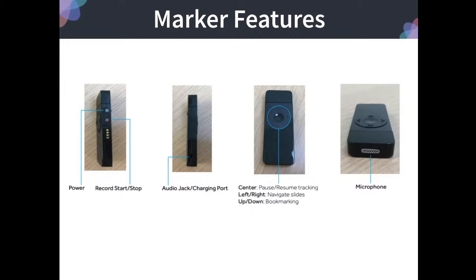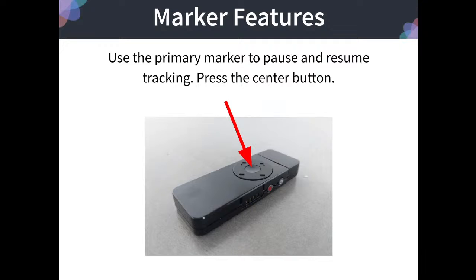As far as your marker features, we'll go briefly over this. You have a power button on the side of it. You have a record start and stop. You also have your audio jack charging port. That's where you'll plug in the power cord to charge it. On the front of it, you have your center button. It's kind of like one of those Fire Stick remotes. If you have a Fire Stick, you have that center button for your pause. You have your left and right navigation and your up and down. And then, of course, at the bottom, you have your microphone that can hear you. As far as being able to pause and resume, all you would do is press that center button in the center of that marker.